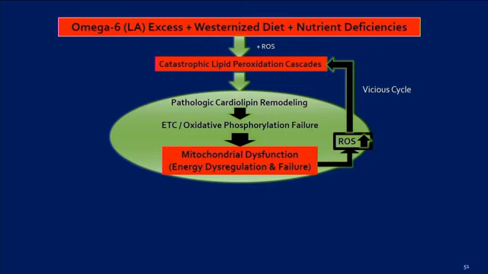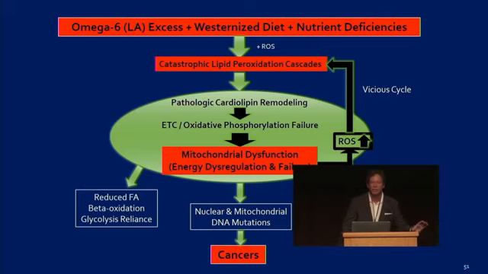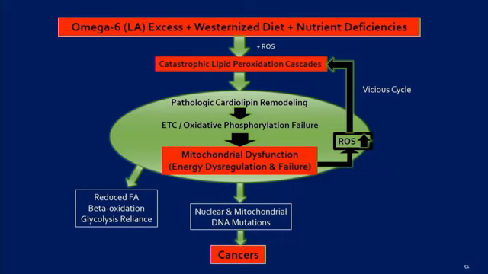That leads to a vicious cycle back, creating more lipid peroxidation. Next, due to energy loss, we get nuclear and mitochondrial DNA mutations. Out of that, we get cancers. Over on your left, reduced fatty acid beta oxidation. Now, because the mitochondria are failing, we're not able to burn fats for fuel properly. So we become more glycolysis dependent, which is what happens when people become obese.